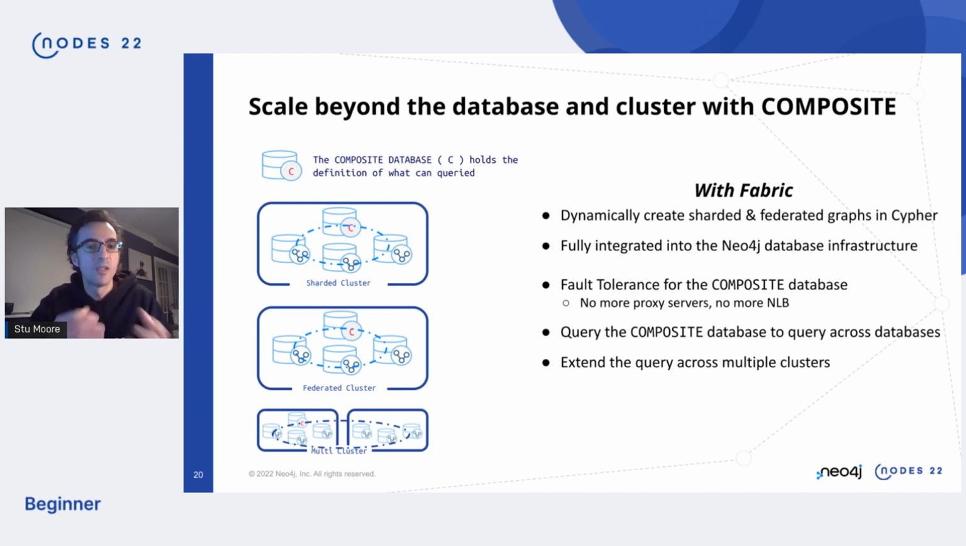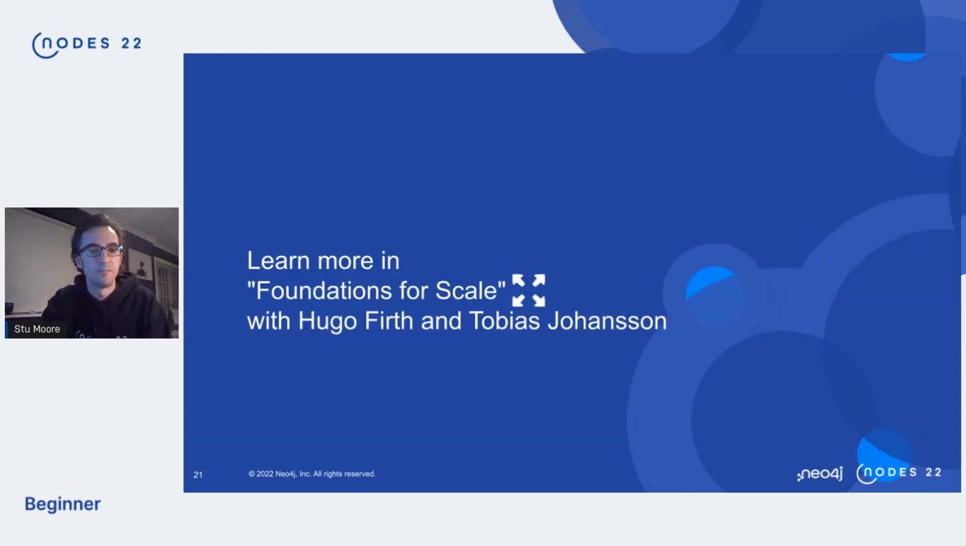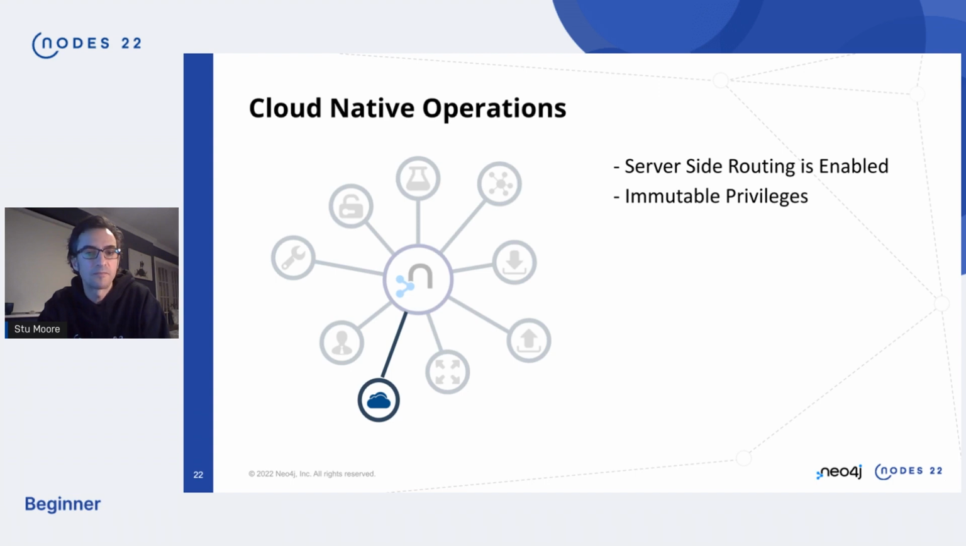So just to summarize, you can dynamically create sharded and federated graphs in Cypher. It's fully integrated into the database availability infrastructure. You get full fault tolerance, and you can go beyond the cluster. You can find out far more about Foundations for Scale with Hugo Firth and Tobias Johansson. They're going to go into some great scenarios and worked examples of all of this.